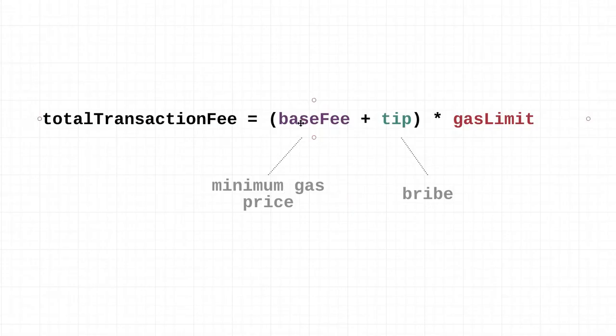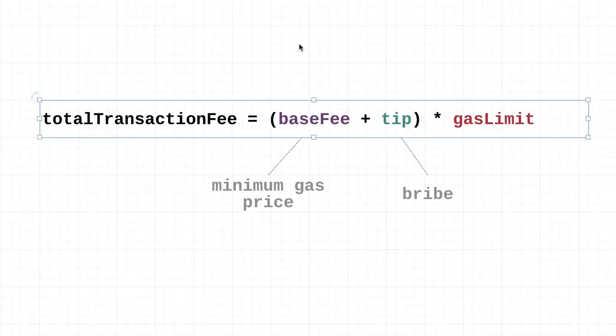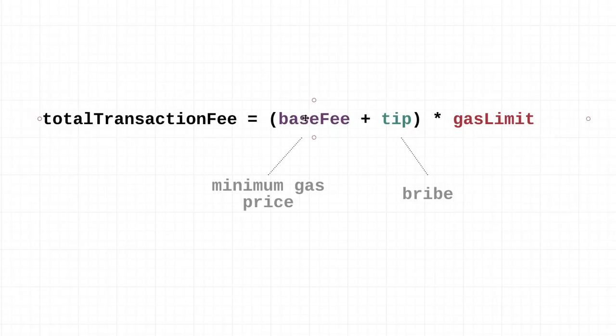And this base fee, by the way, is automatically calculated by the network. It's not something that the user specifies themselves. So whenever you see base fee, you can just think the minimum gas price. And by the way, another fun fact is that whenever a block is mined, this base fee is actually burned. In other words, this amount of ether is actually removed from circulation.